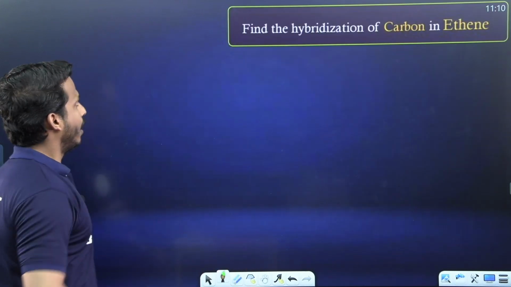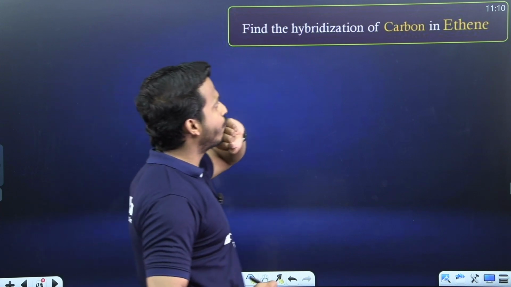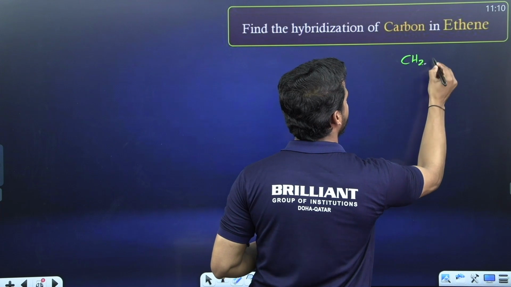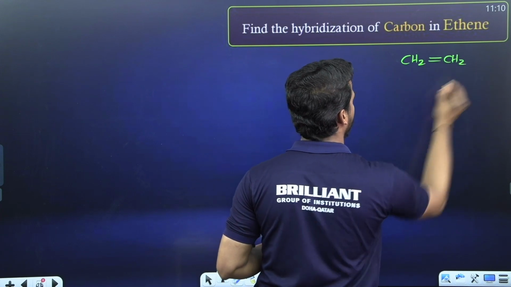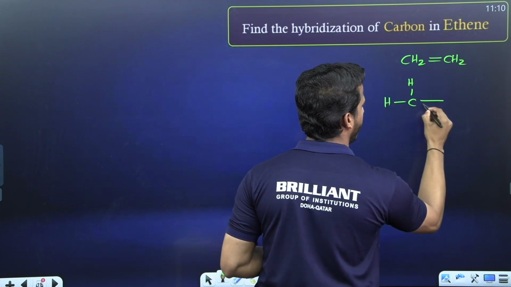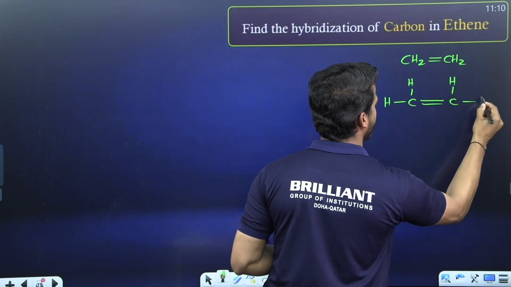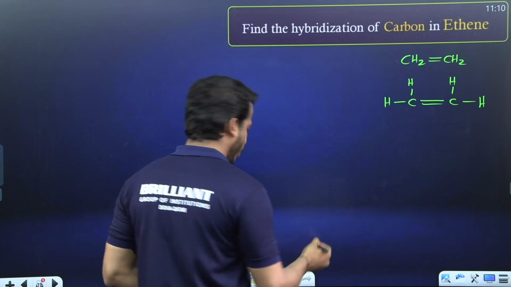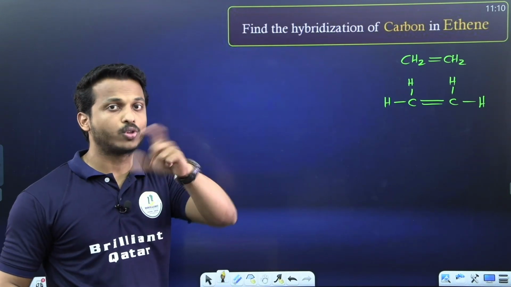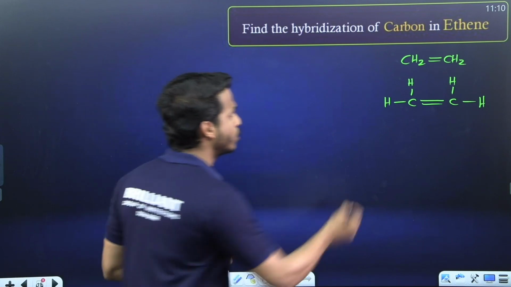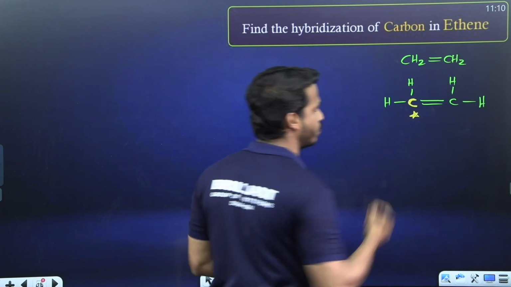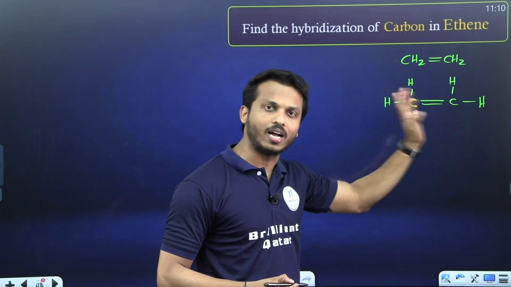Okay. Let us find the hybridization of carbon in ethene. What is ethene? Ethene is CH2 double bond CH2. Let me write this complete bonding: CH2 double bond CH2. We are going to calculate the hybridization of any one of the carbons, because both carbons are in the same environment. I am going to calculate the hybridization of this marked carbon. It will be the same for the other carbon.